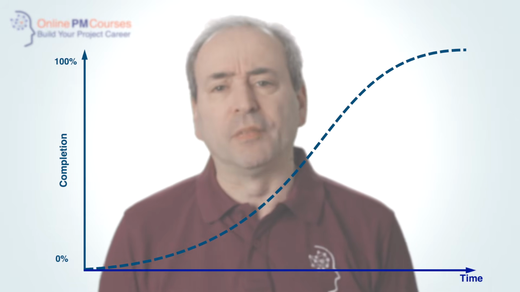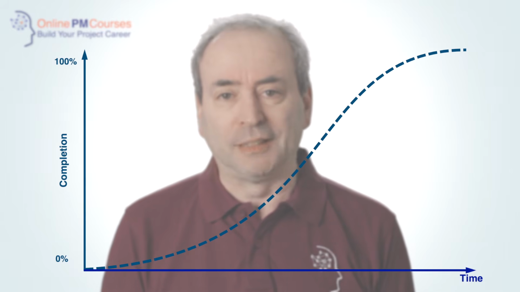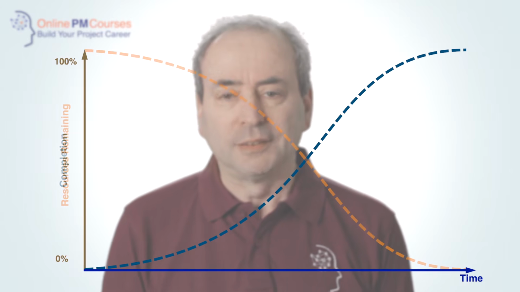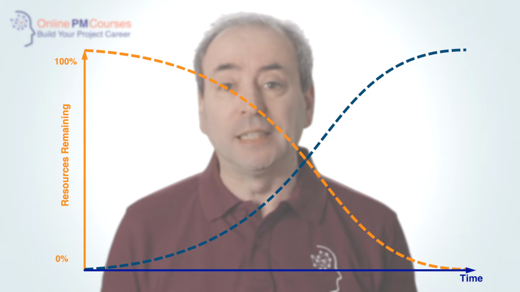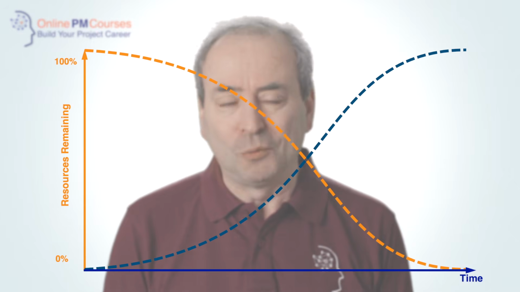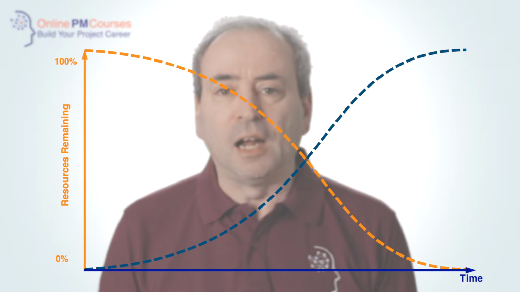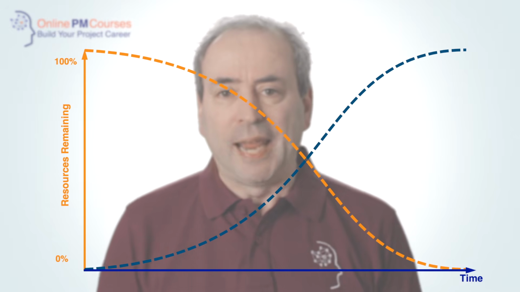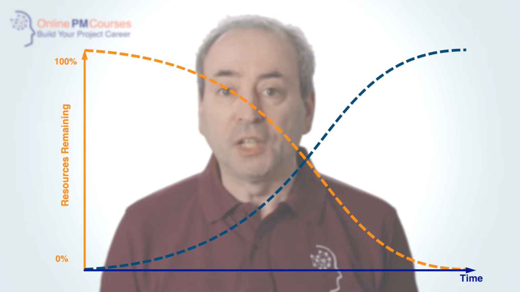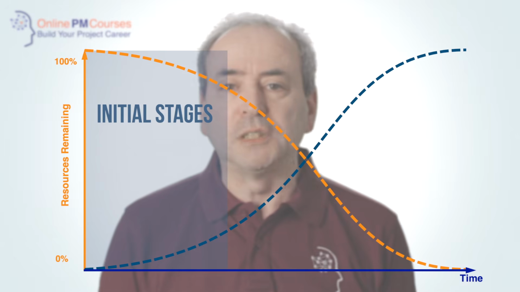What's important about this curve is what happens if you subtract it from 100% to give you the curve for the depletion of your resources, the amount of resource you have remaining, which will now go from 100 to 0%. The danger of scope creep is that once you move past the initial stage of your project, you're using resources very quickly.